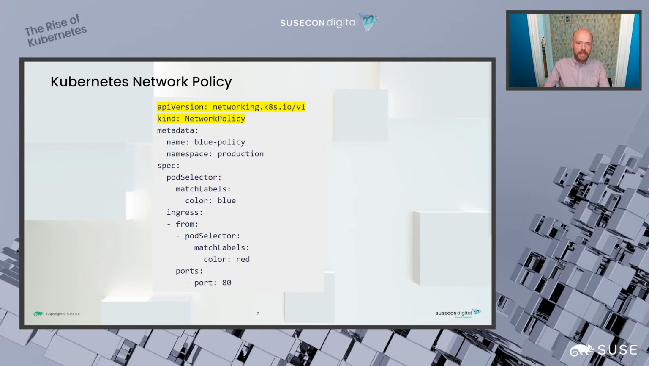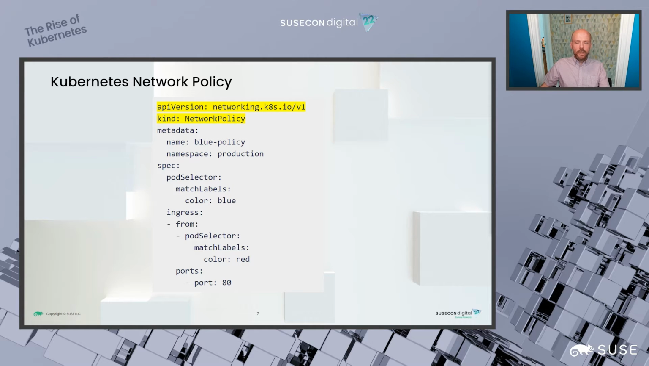You can see that this particular policy is called blue policy, and it applies to the namespace production. You can see that it matches any pod with a blue label, and it allows traffic from any pod with a red label on a particular port. Now notice that there's no mention of IP addresses here, and that's because IP addressing in Kubernetes is ephemeral, and we should never secure a Kubernetes cluster based on IP address because IP addresses change.